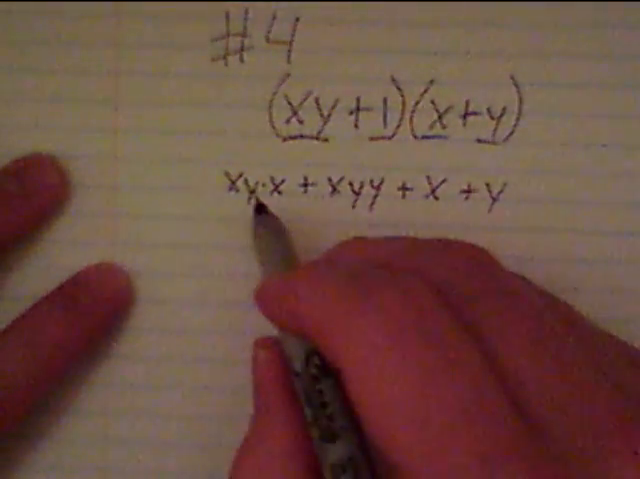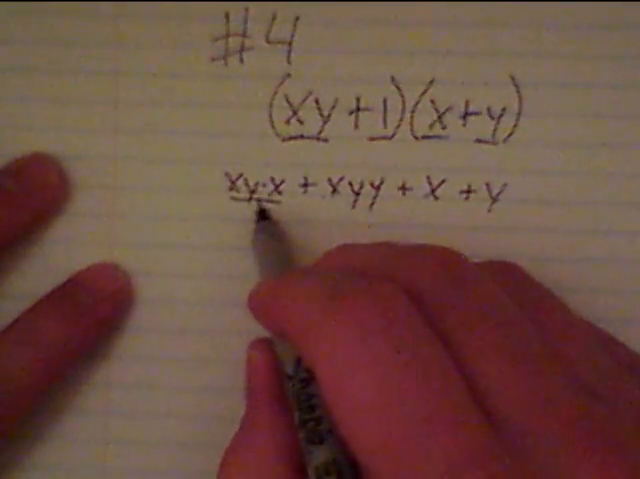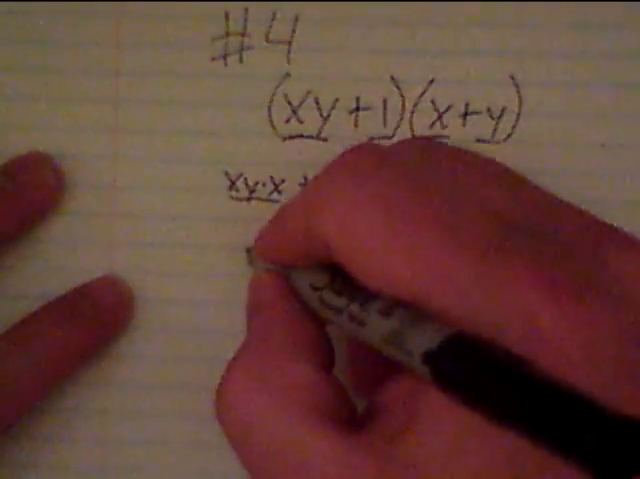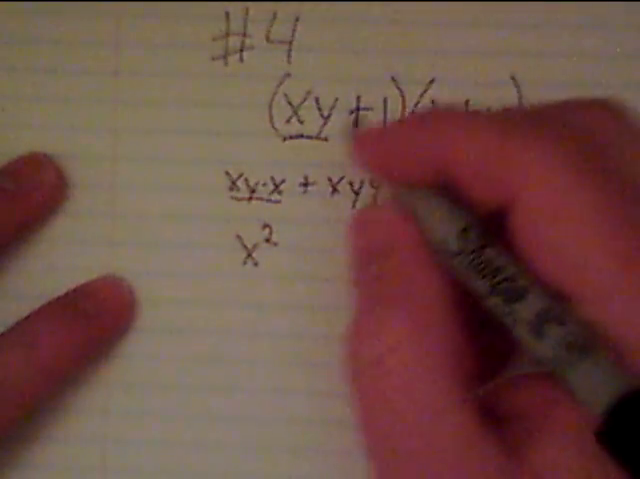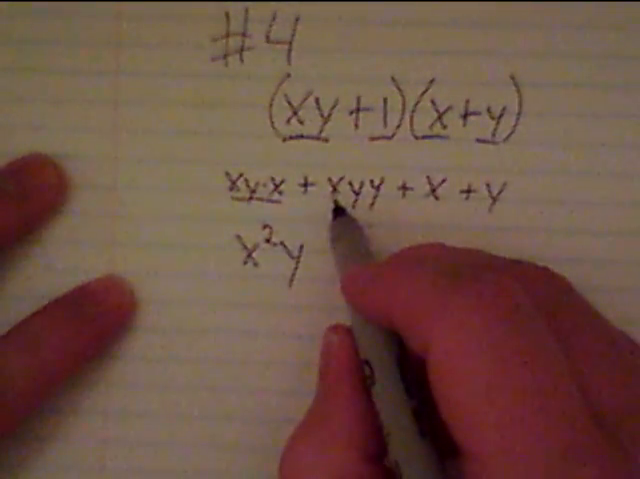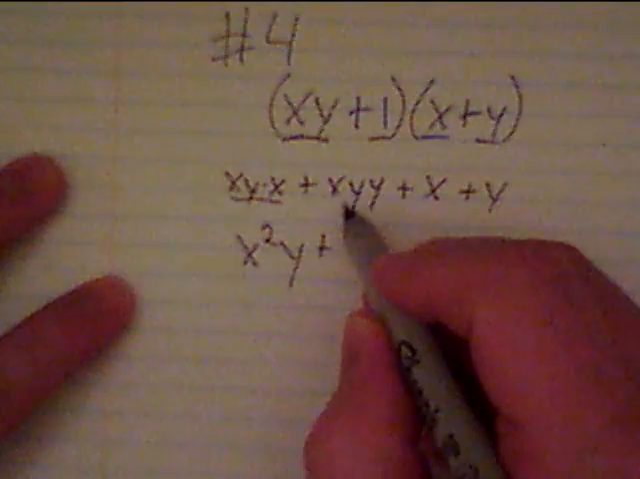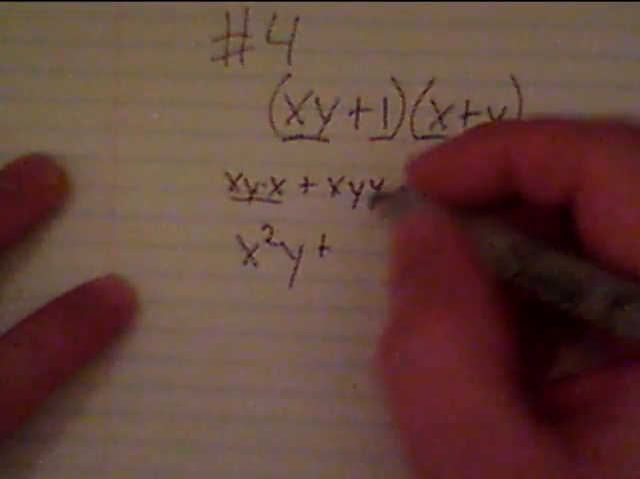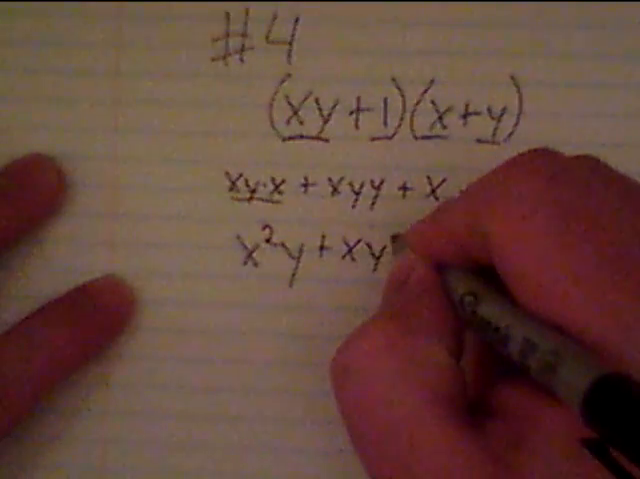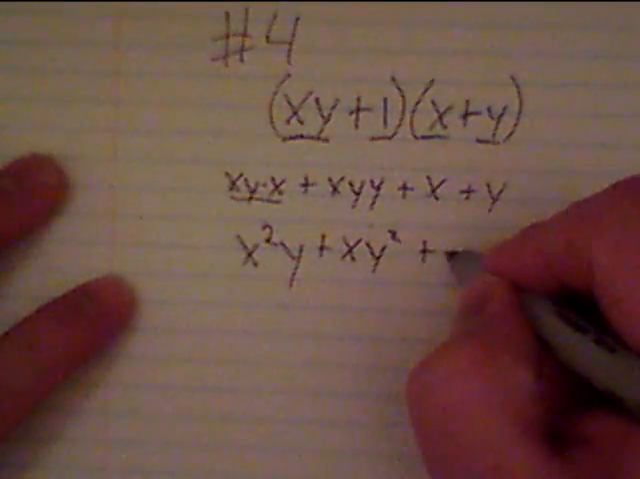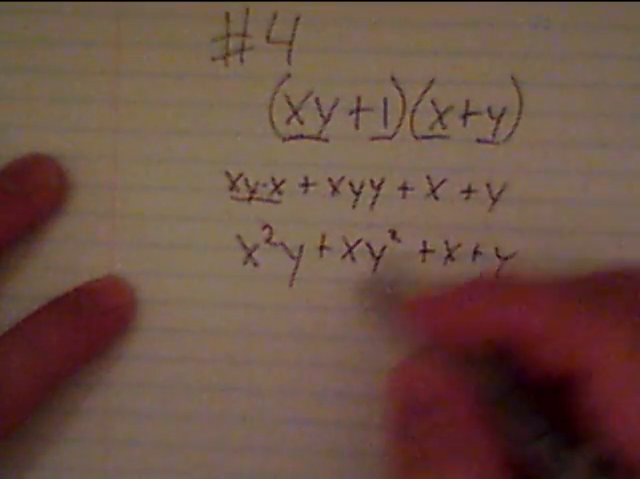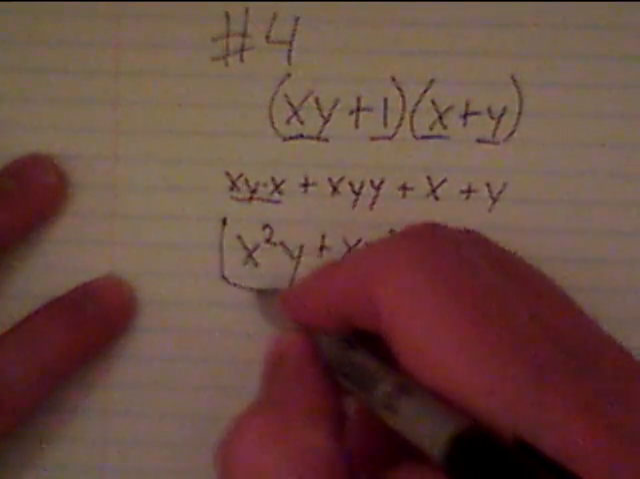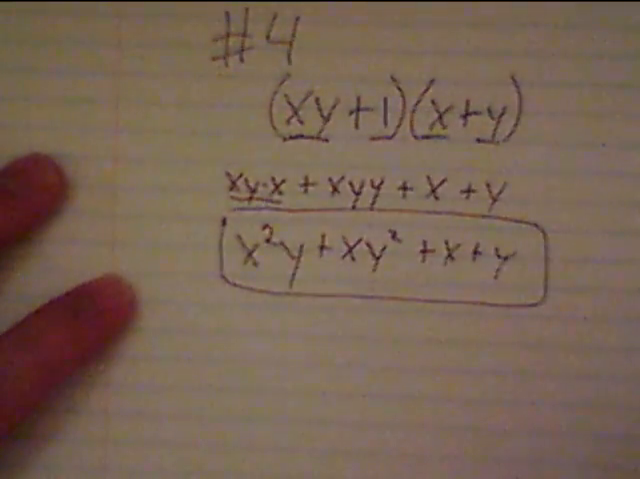Now these can simplify a little bit. We've multiplied this by x twice, so it'd be x times x, otherwise known as x squared times y. And this, we have x times y times y. Y times y is otherwise known as y squared, so it'd be x y squared, and then plus x and plus y. We don't have any like terms because these are taken to different exponents, so this is as simple as this gets. And we're done.